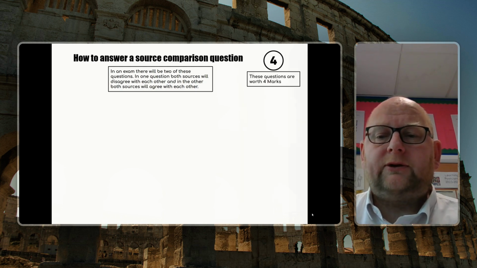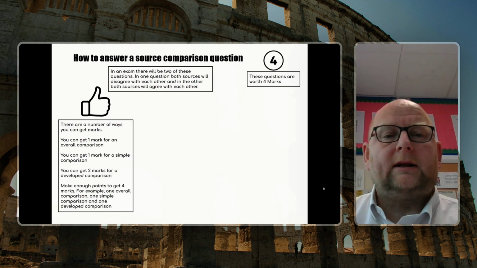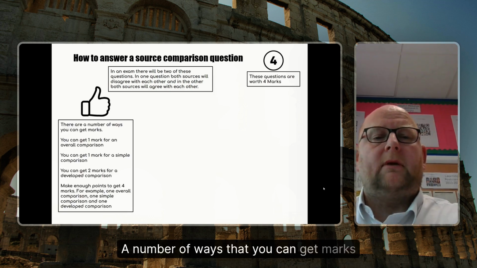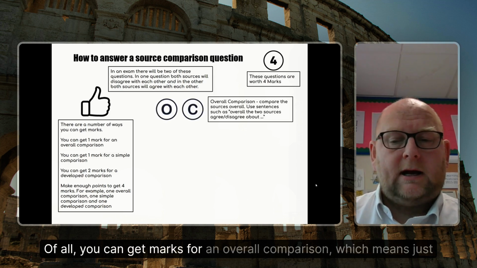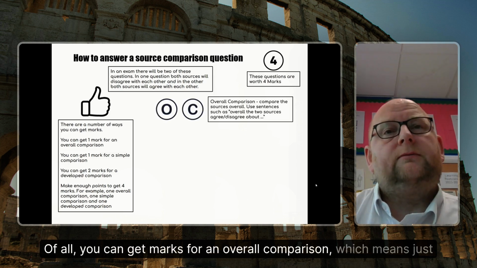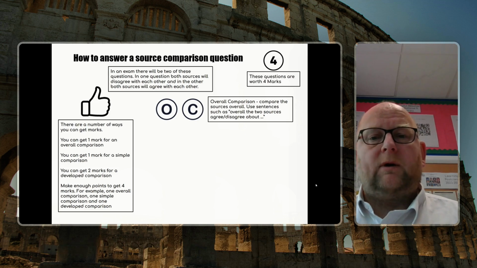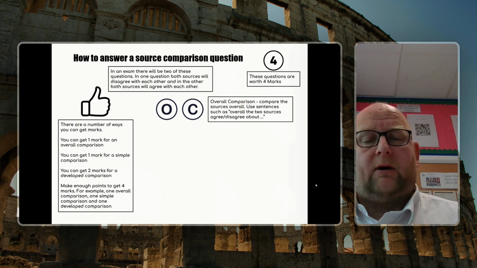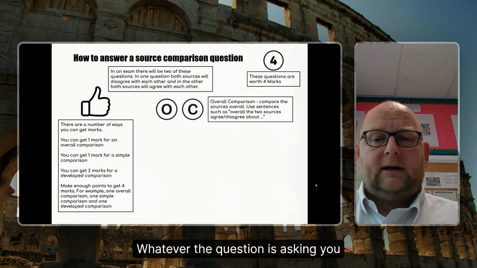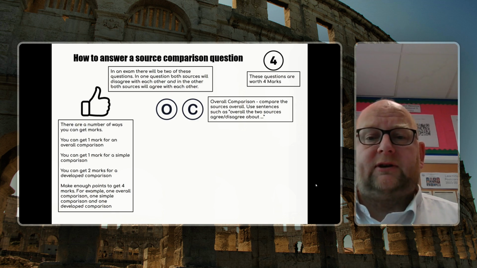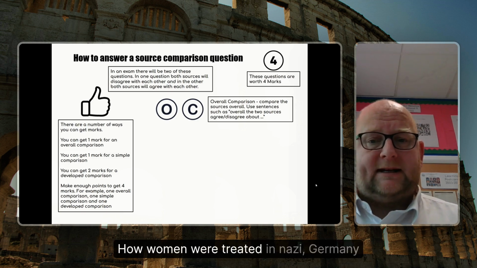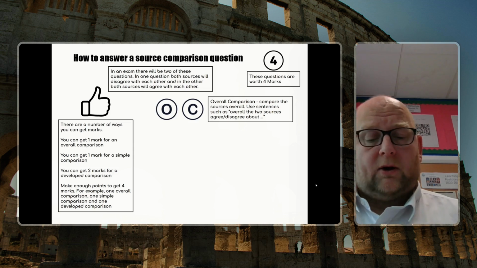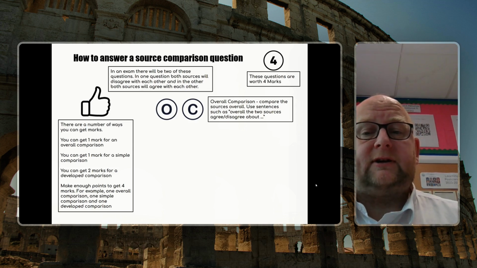And in order to do well, there are a number of ways that you can get marks. First of all, you can get marks for an overall comparison, which means just stating whether they agree or disagree about whatever the question's asking you. So you could use a sentence such as, overall, the 2 sources agree about how women were treated in Nazi Germany, or overall, the sources disagree about how women were treated in Nazi Germany.